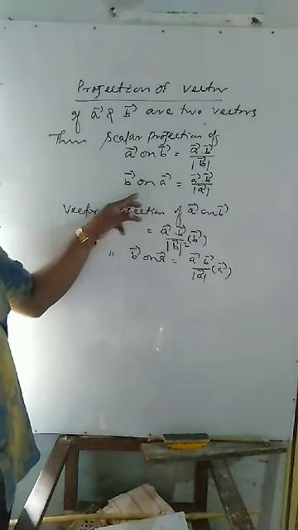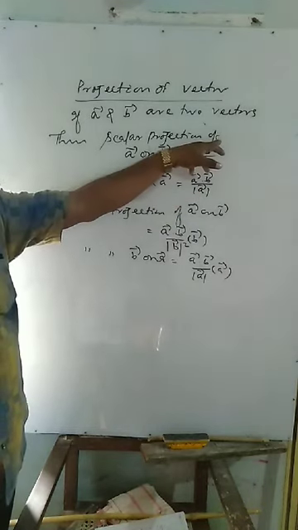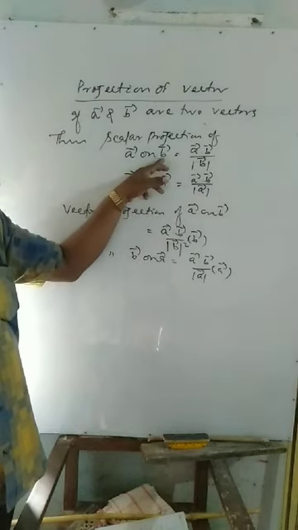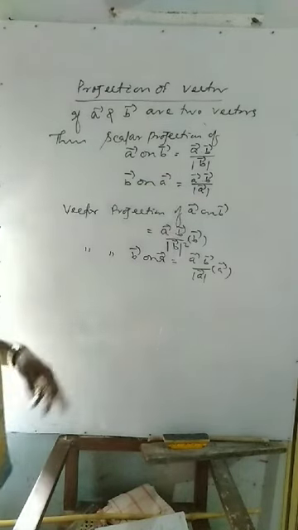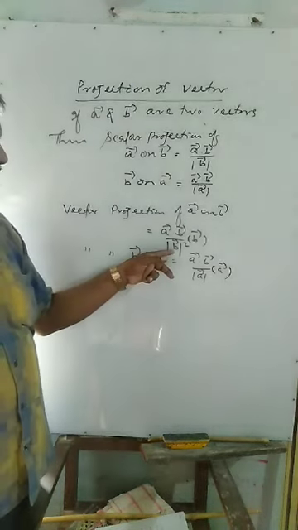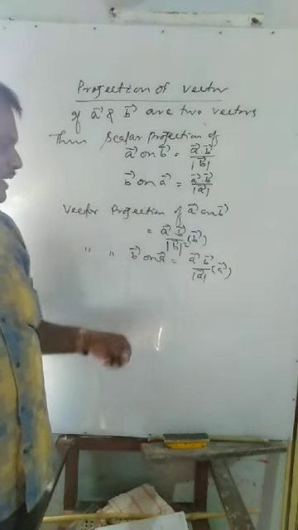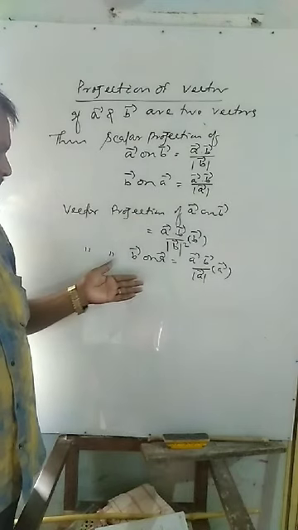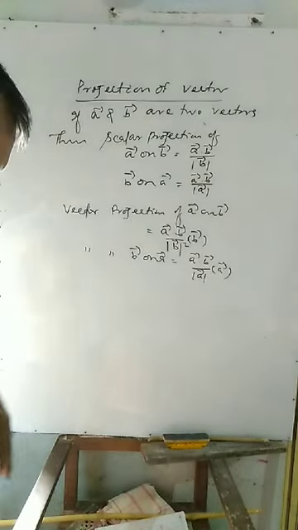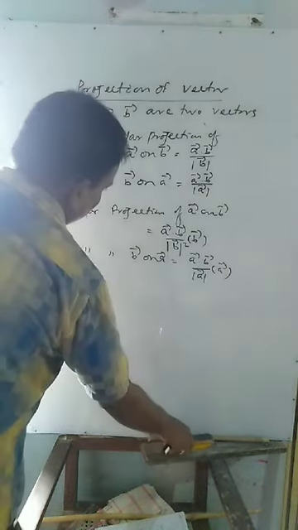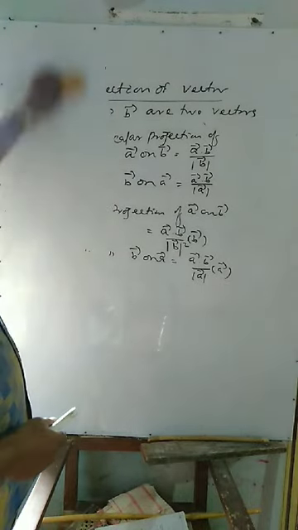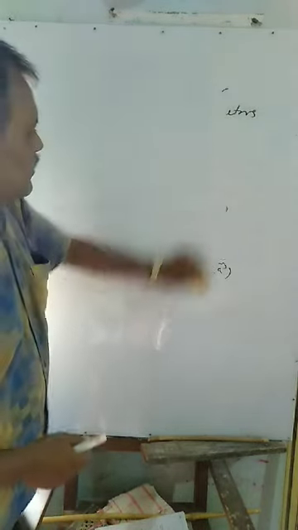And look at what is the difference. In B on A, the numerator is the same, but the difference is here the B vector magnitude, here the A vector magnitude. The vector projection of A on B equals A dot B by the B vector magnitude square into B vector. And similarly, the vector projection of B on A equals this one. So now we will discuss how to find the vector projection and the scalar projection of two vectors. I will give detail about it.